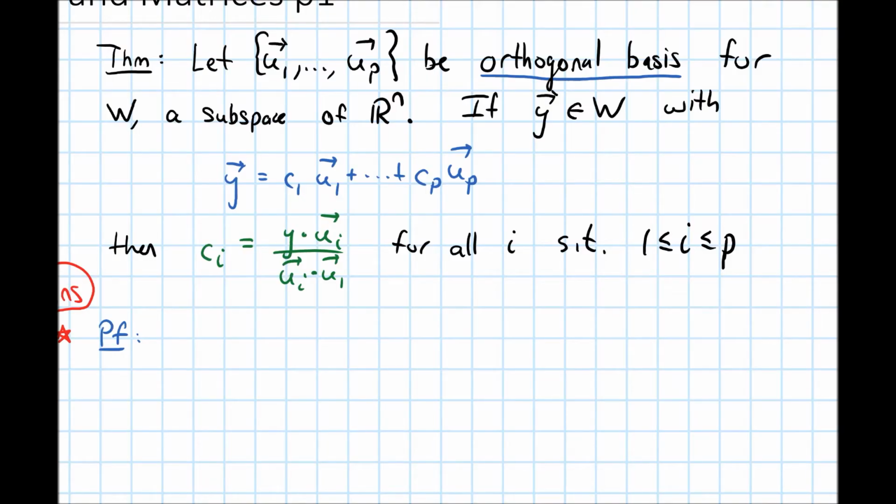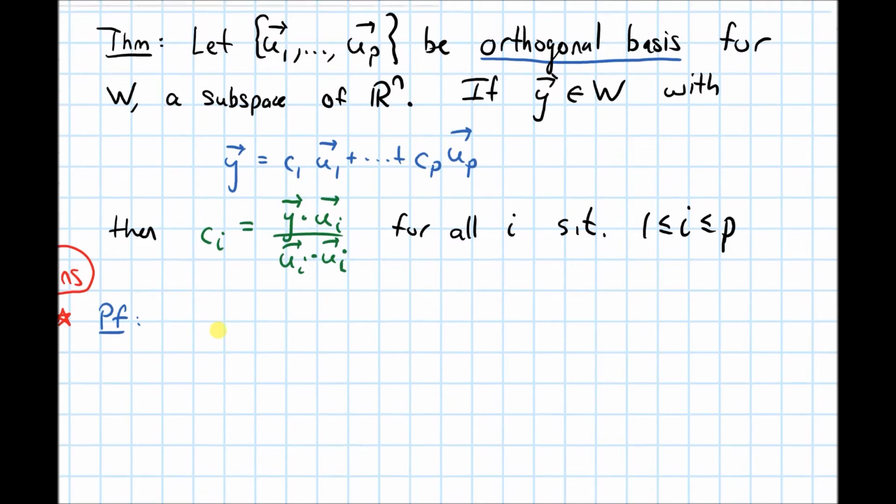It turns out there's a really quick way to figure out what the weights of this linear combination are whenever these vectors u1 up to up are orthogonal. And that's given by this formula. So ci is y, let me add the vector to this, I forgot to do that, the vector y, dotted with ui, and then divided by ui dotted with ui. So this is true for every single i, for every single index here that's between 1 and p, inclusive.